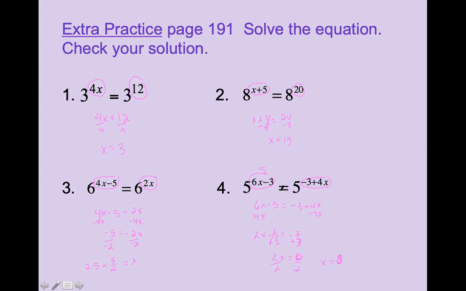All right, now let's try it. 6 times 0, 0 minus 3 would leave us with a -3. And over here, 4 times 0, 0, we'd be left with -3. Okay, so it works. So good thing I checked that one. All right, let's look at our next slide.